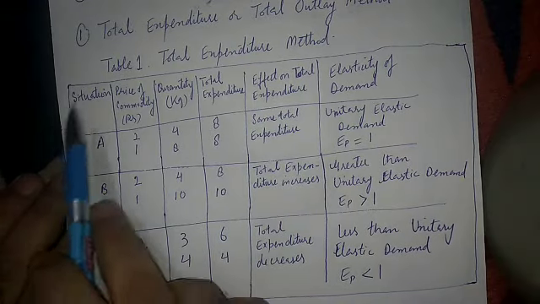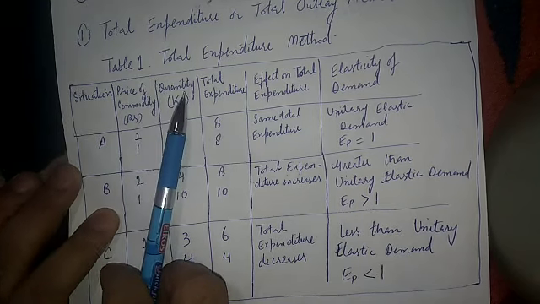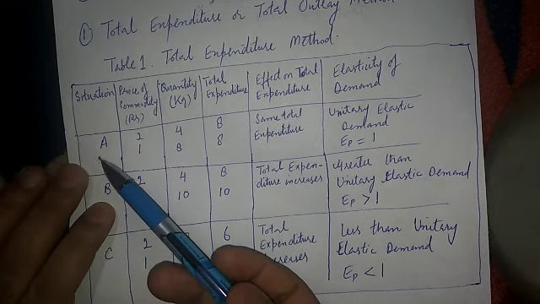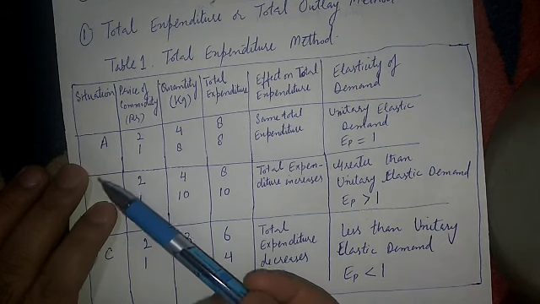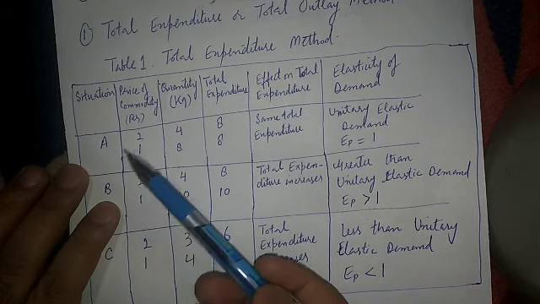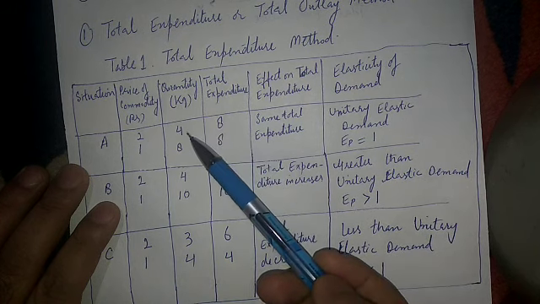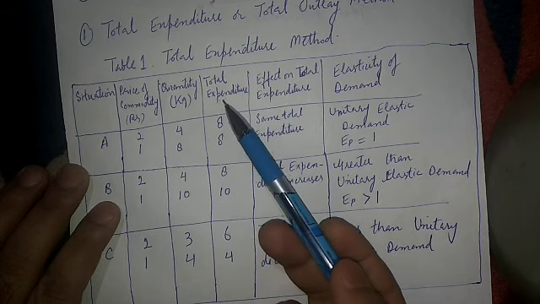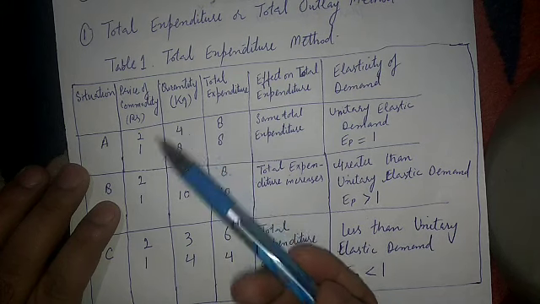You see in this table, this is situation A. This is the price of the commodity in rupees, and this is the quantity in kgs. Now, in the first situation, the table shows that when the price of the commodity is rupees 2, the quantity demanded is 4 kg, and total expenditure is 8, because total outlay is equal to price into quantity demanded, right?